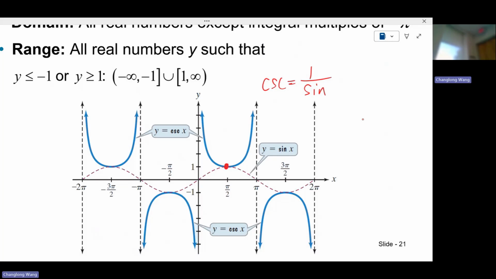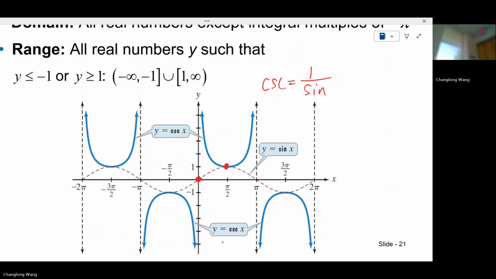All right. But what about the x-intercept? Look at this point. At 0 degrees or radians, sine is going to be 0. 1 over 0 is what? Don't tell me how to find.